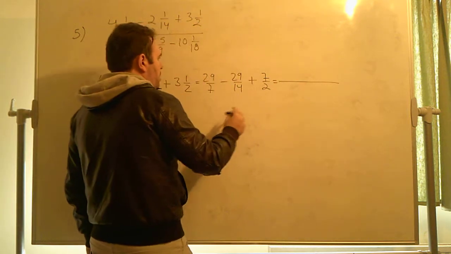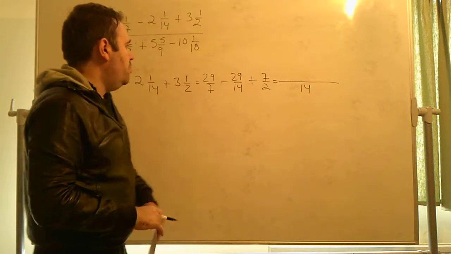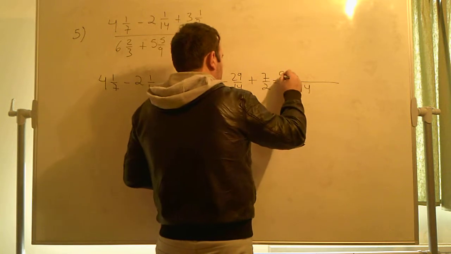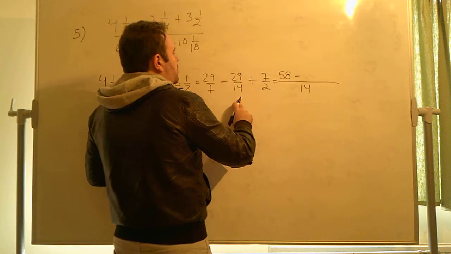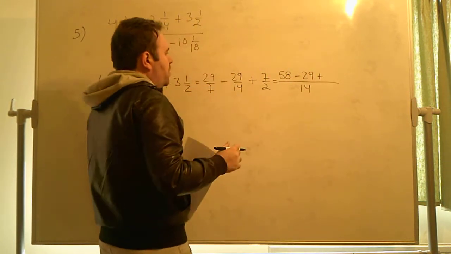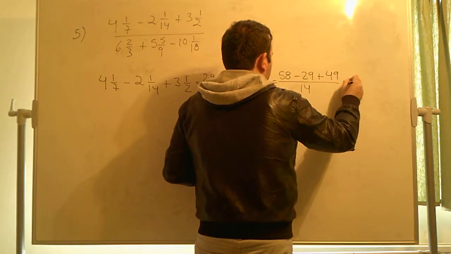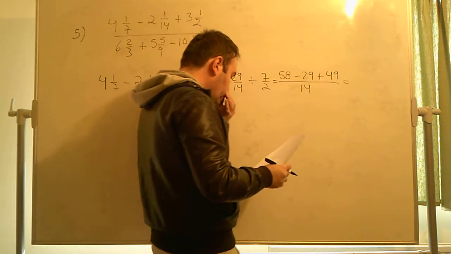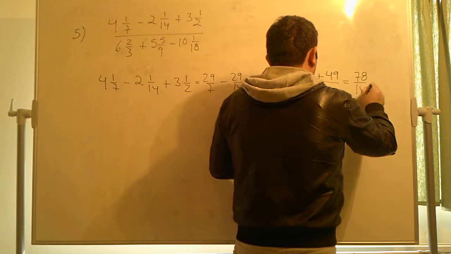And then this would be, 14 would be the least common multiple, and then it will be 14 divided by 7 is 2, times 29 is 58, minus 14 divided by 14 is 1, times 29 is 29, plus 14 divided by 2 is 7, times 7 is 49. So this would be 78/14.